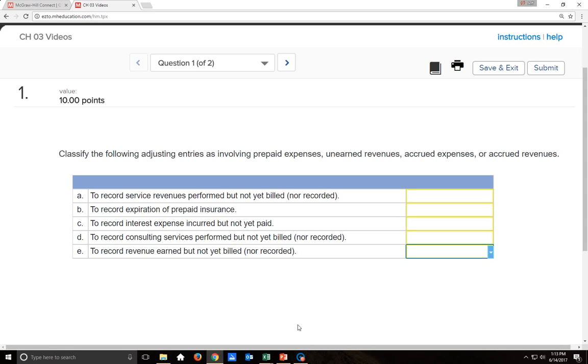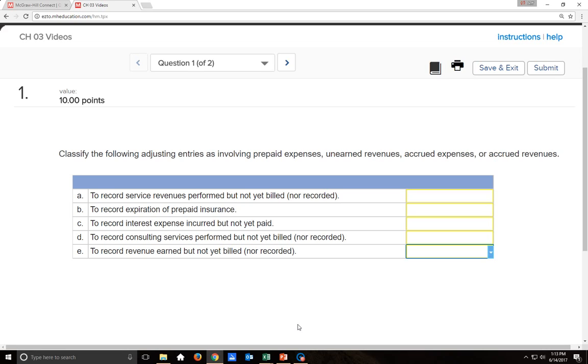Well, welcome back, gang. This is Chapter 3, Adjusting Accounts for Financial Statements. We're starting off looking at Quick Study 3-3. The problem reads, classify the following adjusted entries as involving prepaid expenses, unearned revenues, accrued expenses, or accrued revenues.